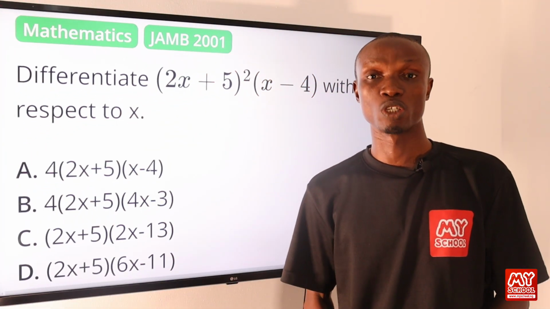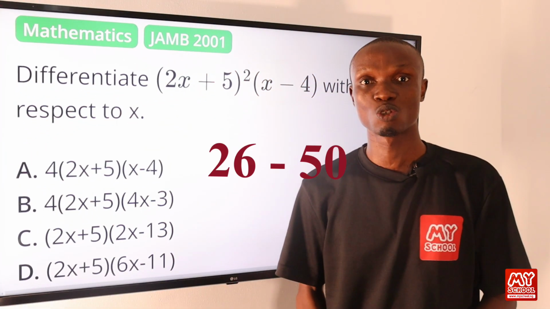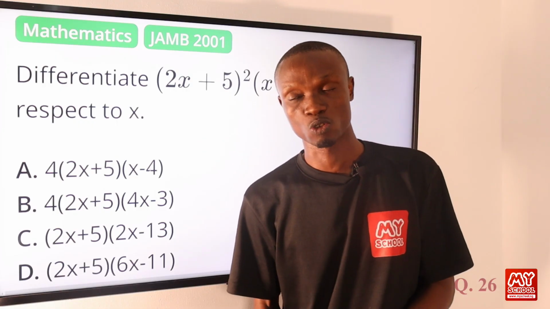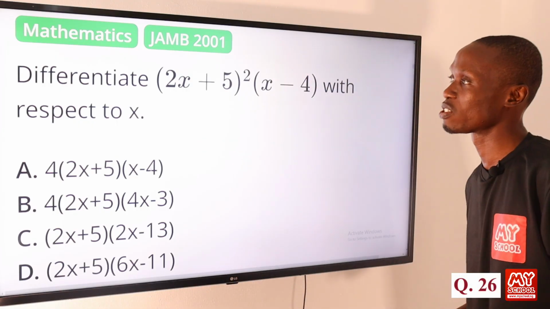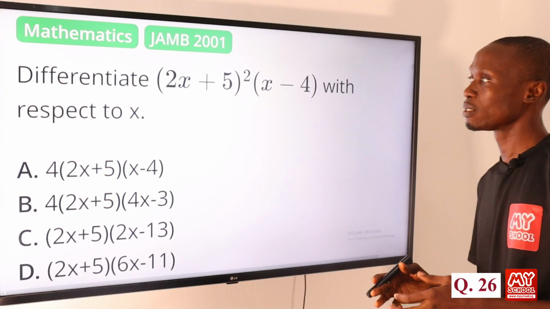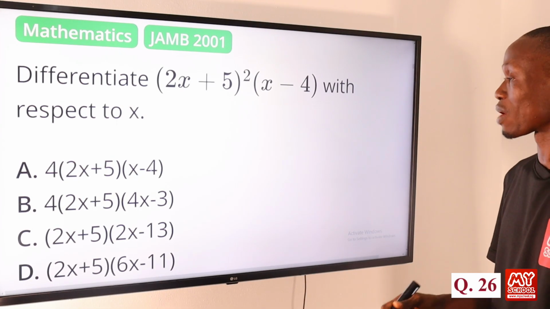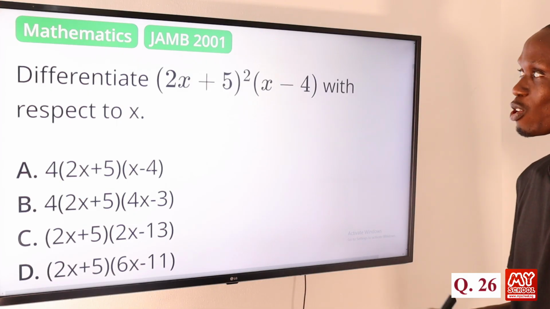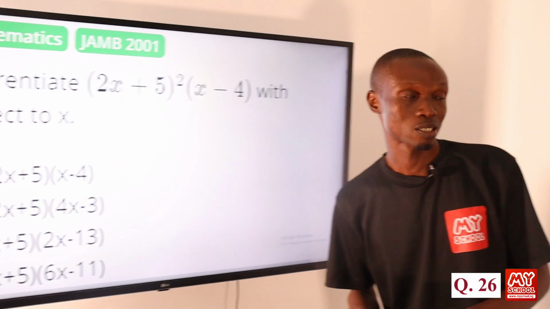In today's video, we shall be solving questions 26 to 50. So let's begin with question 26. Differentiate (2x + 5)² (x - 4) with respect to x. So let's move over to the board to provide the answer to this question.